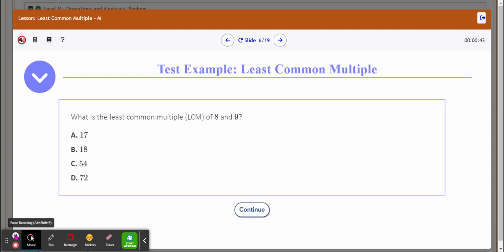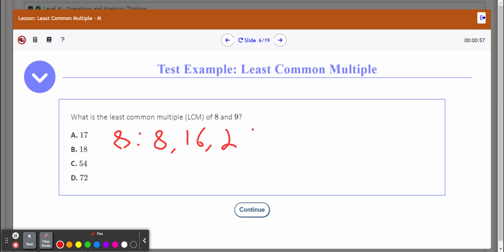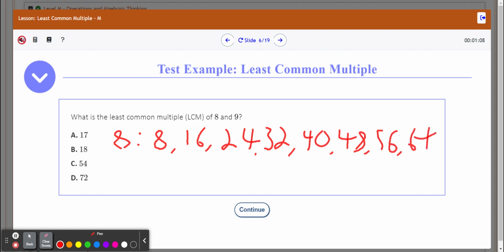All right, so let's look at an example. It says, what is the least common multiple, LCM, of 8 and 9? So again, just start writing out your multiples until you find one that matches. So 8 times 1 is 8, 16, 24, 32, 40, 48, 56, 64, 72, 80. I'm going to stop there.